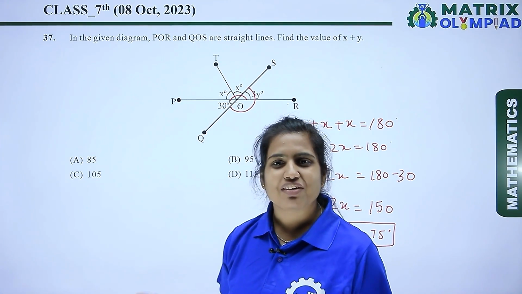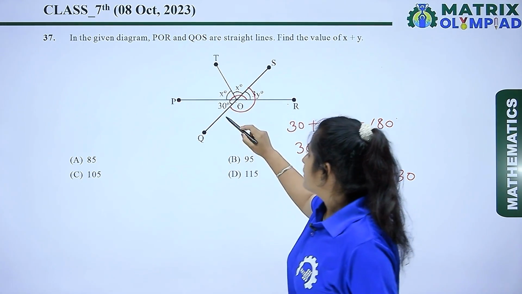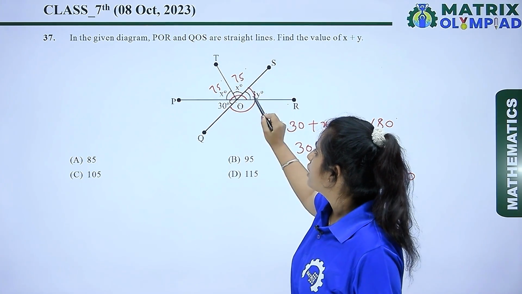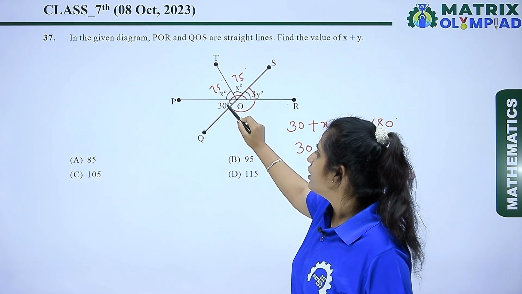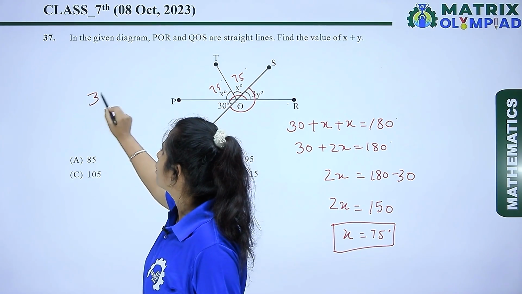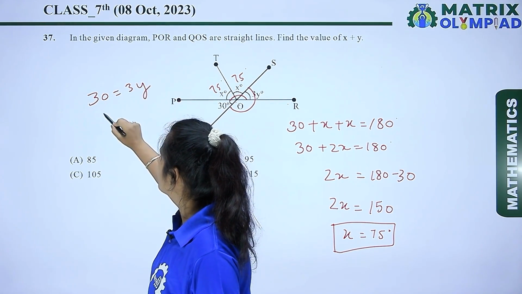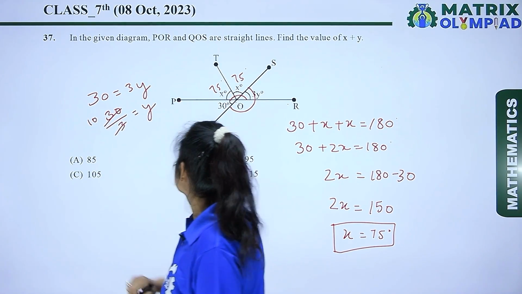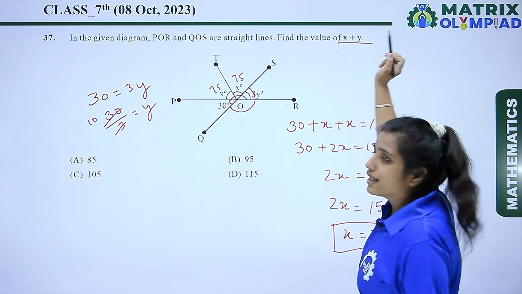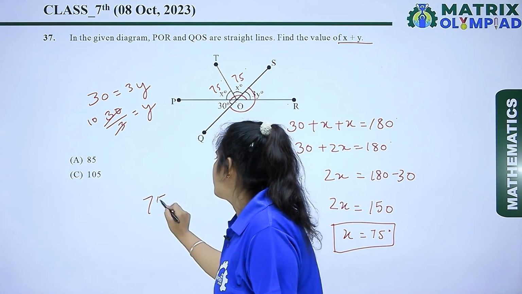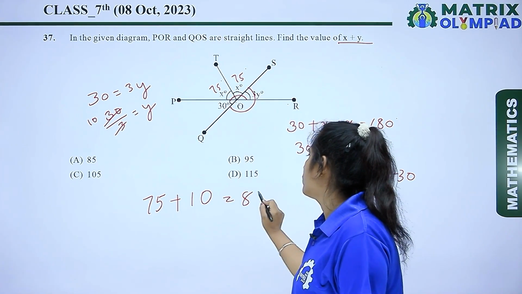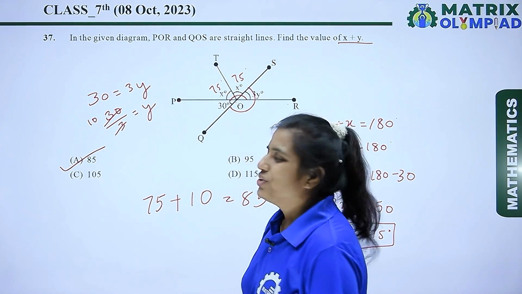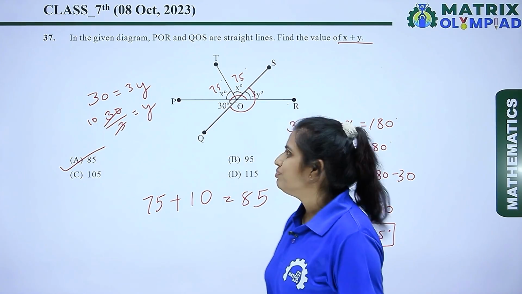Now let's find out the value of y. This is 75 degree. Now to find out the value of y, we are having 30 equal to 3y because the two angles are vertically opposite to each other. So 30 divided by 3 is equal to y. The value of y is 10. Now we have to find out x plus y. X plus y is 75 plus 10, that is equal to 85, and we have option A here, that is 85. So A is the correct answer.